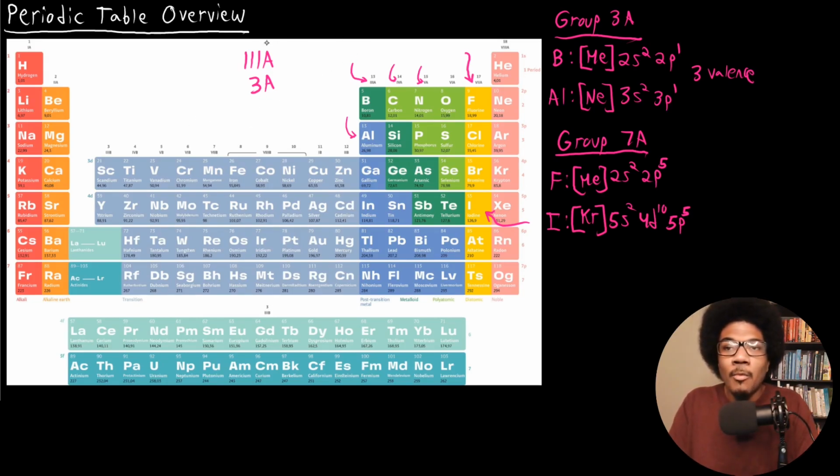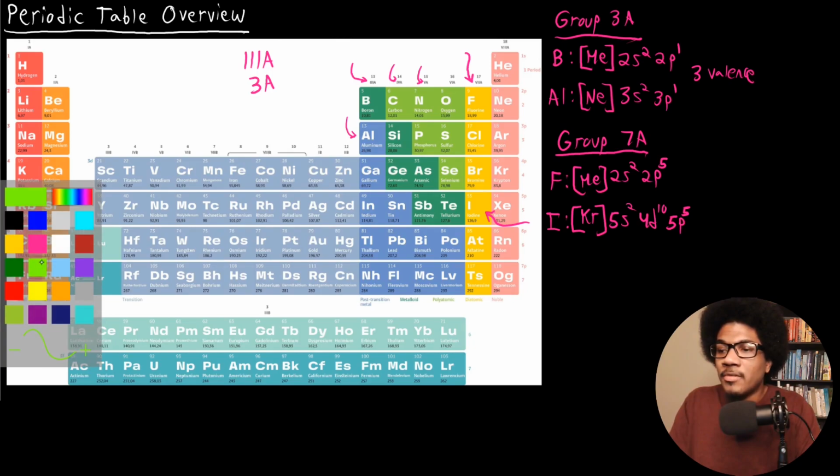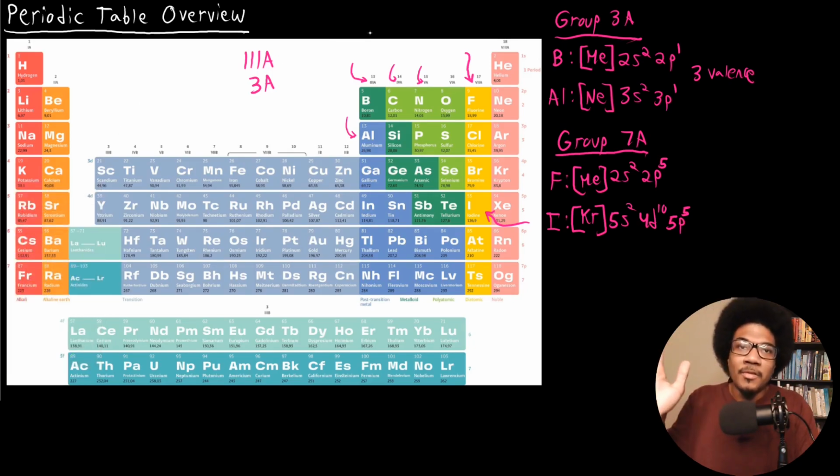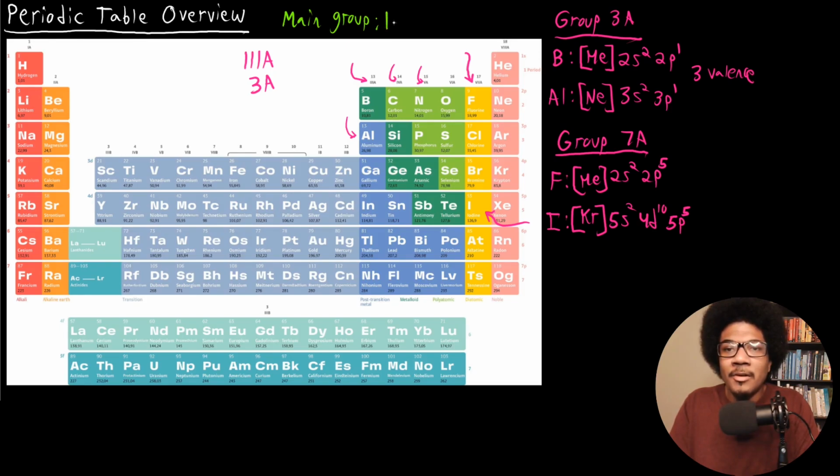A few things I want to point out here. There's a large, more surface-level delineation of the periodic table into main group elements versus other elements. What we mean by main group is anything that's in group 1A to 8A: 1A, 2A, 3A, 4A, 5A. So basically everything that's not the transition metals and the lanthanides and actinides. That's all considered main group chemistry.